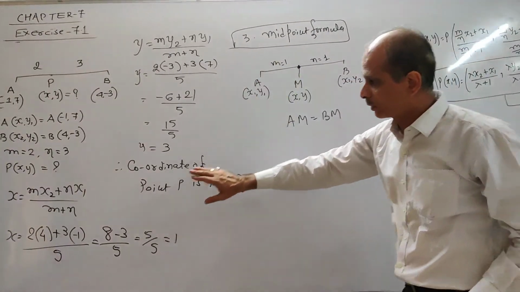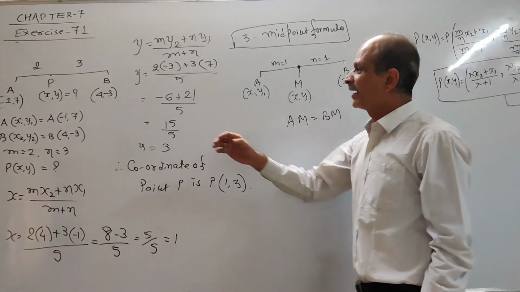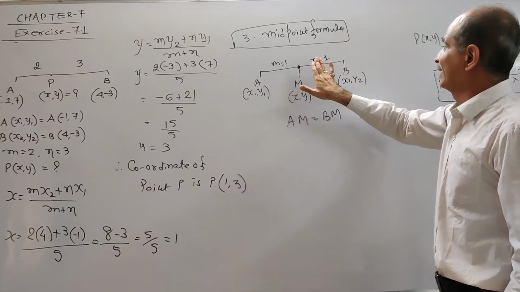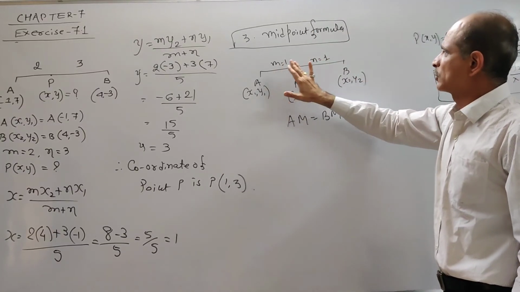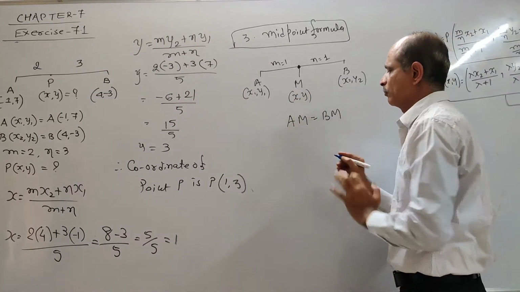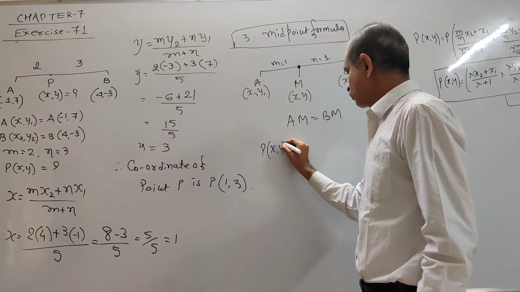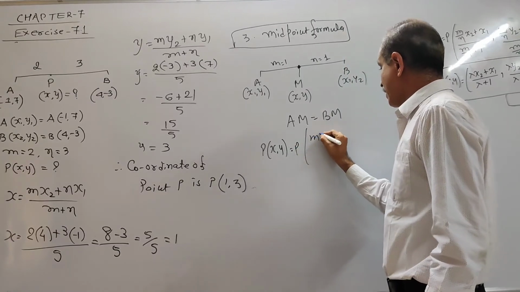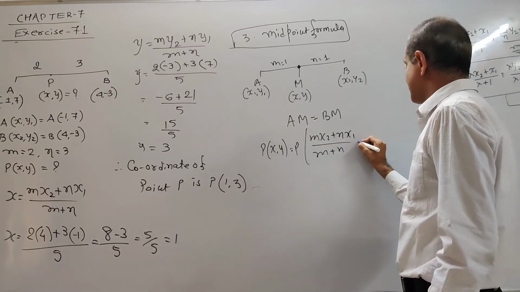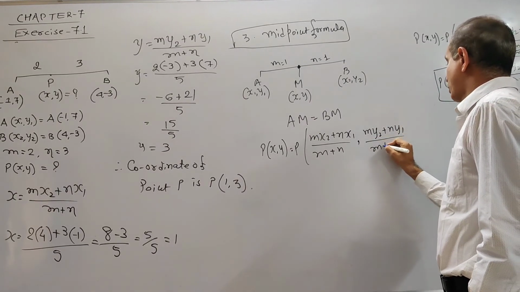So when in section formula you use m is equal to n, you get midpoint formula. Here P is not a midpoint, but here M is a midpoint. So values of m and n are same. Suppose value of m is equal to 1, n is equal to 1, AM is equal to BM. So you can easily find out the value of x and y. See the section formula: P(x, y) is (m x2 plus n x1) upon (m plus n), comma (m y2 plus n y1) upon (m plus n).